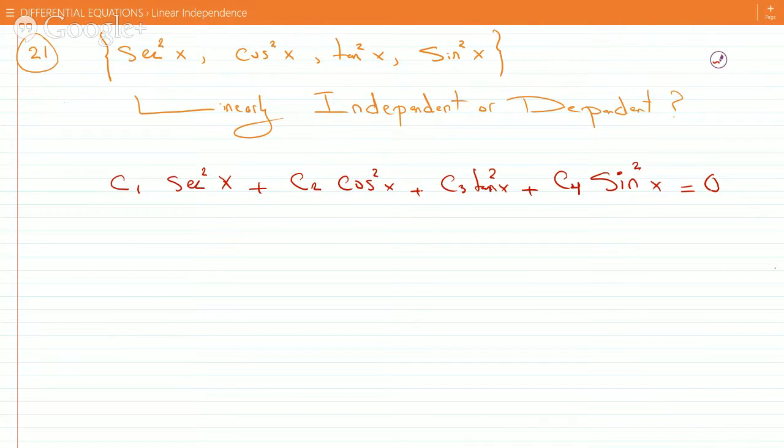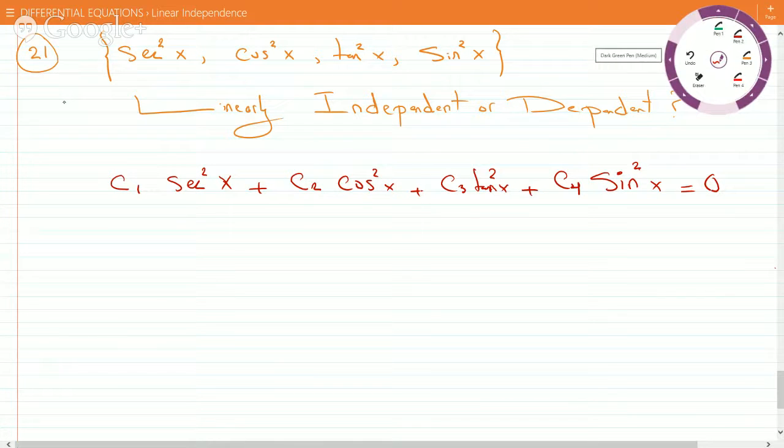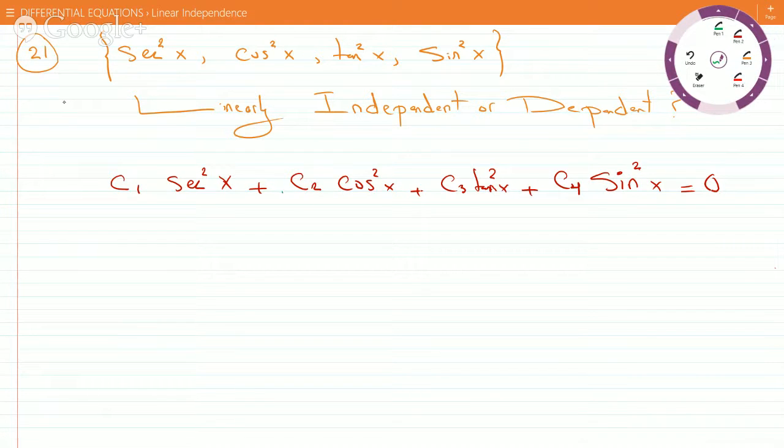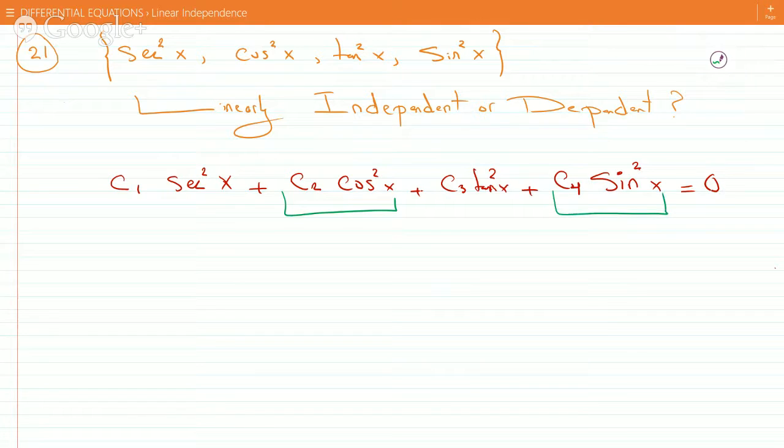Now watch. Right away notice that these two add up to 1 if C2 and C4 are the same. So if I claim that C2 equals 1 and C4 equals 1, then C2 cosine squared plus C4 sine squared would be 2. I'm sorry, would be 1.